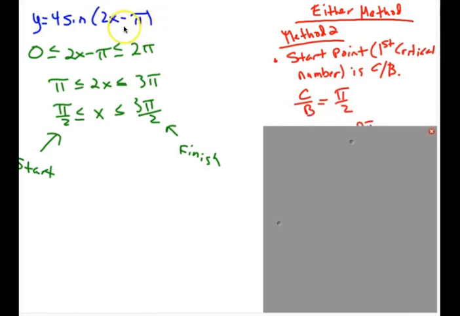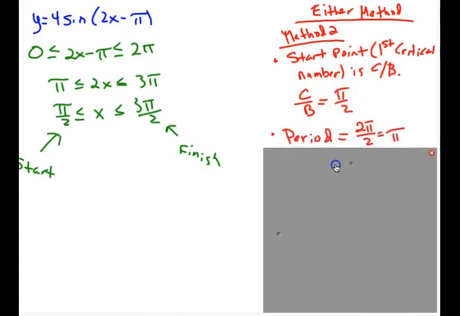And remember, this is minus c because it's bx minus c. So for c, I have to always change the sign here. So my c is pi, not negative pi. Had this been a plus, I'd have to say negative pi. So c over b is pi over 2. That's my phase shift, and that's my first critical value.